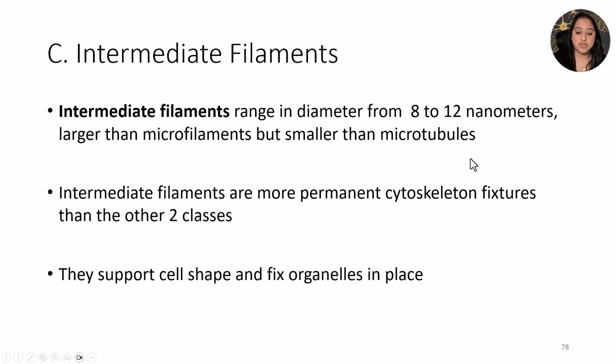And so lastly, the third kind of fibers that are in the cytoskeleton are intermediate filaments. Remember, the size is a medium between all three. Intermediate filaments range in diameter from 8 to 12 nanometers. So they're larger than the microfilaments, but smaller than microtubules. Intermediate filaments are more permanent cytoskeleton fixtures than the other two classes, and they help support the cell shape and fix organelles in place. So they keep organelles fixed in place and not just free floating.